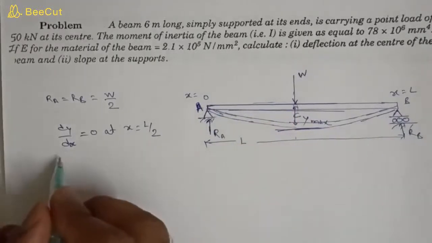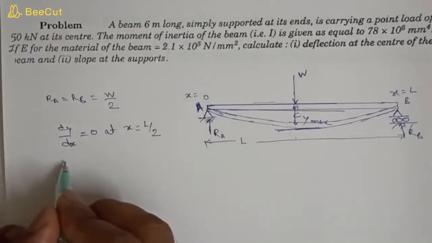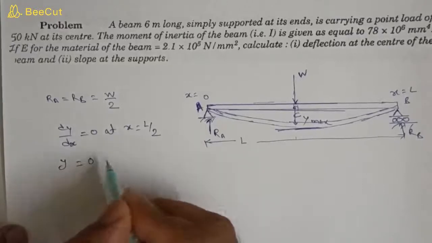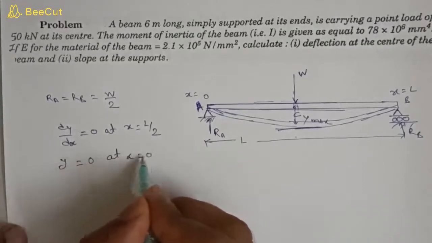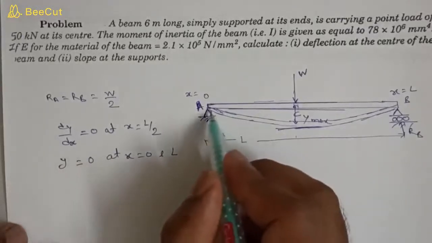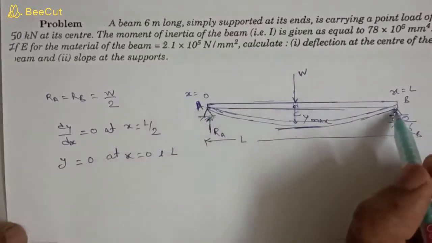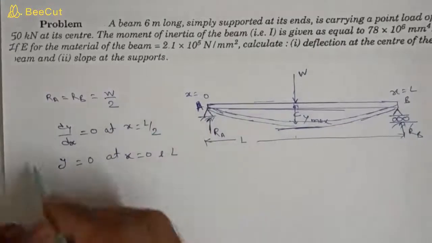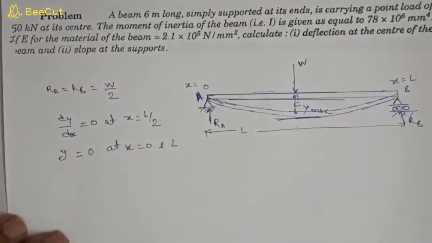Now we have another condition that y is equal to 0 at x is equal to 0 and L. You can see that deflection will be 0 at these points because there are supports. So these are the boundary conditions to solve this beam.